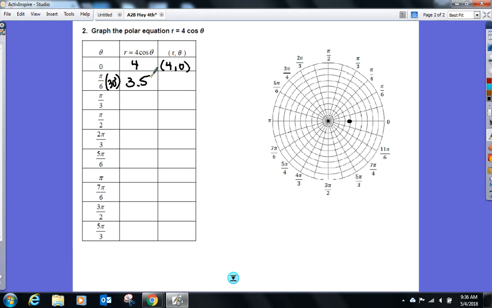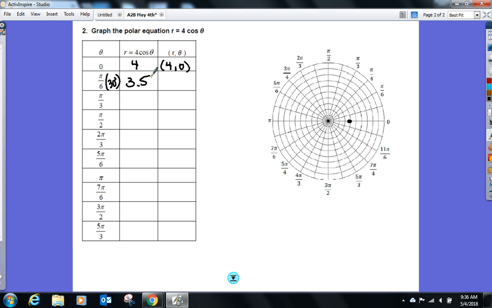If you're not getting it, please stop now and ask. Yes, Matt. 4 times the cosine of either pi over 6 if you're in radian mode, or 30 if you're in degree mode. So 4 cosine, and then I don't know what you're plugging in from there, depending on what mode your calculator's in. Everyone all right with 3.5?